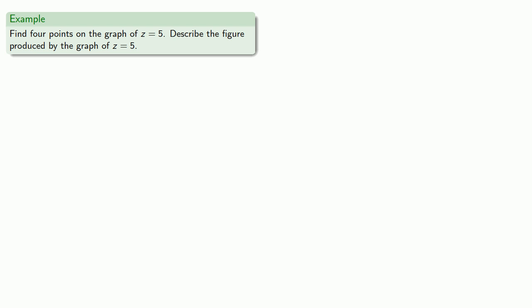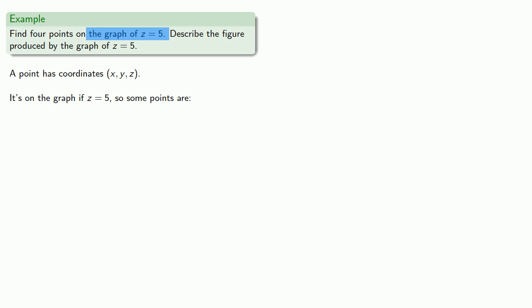So it's less important to graph these points accurately than to get some sort of sense of what the surface looks like. So for example, let's find 4 points on the graph of z = 5, and let's describe the figure that's produced by this graph. So remember, a point has coordinates x, y, and z, and it's on the graph if z is equal to 5. So as long as our z-coordinate is 5, any one of these points will be on the graph.